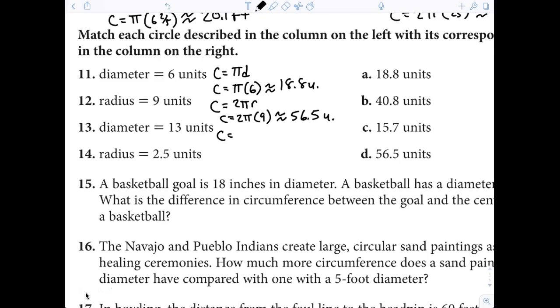Okay. Mia, you're up. C equals 13 pi, what? Pi. Formula. Times. Yes. And C equals pi times 13. Which is 40. Beautiful. Okay, over here. C equals 2 pi. C equals 2 pi 2.5. Yeah. Approximately.